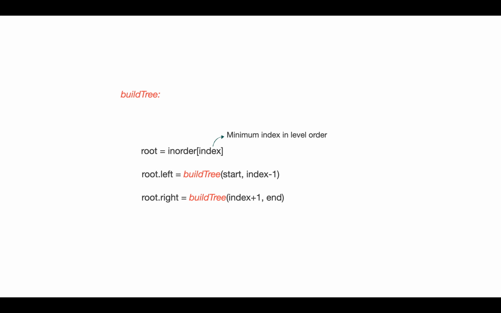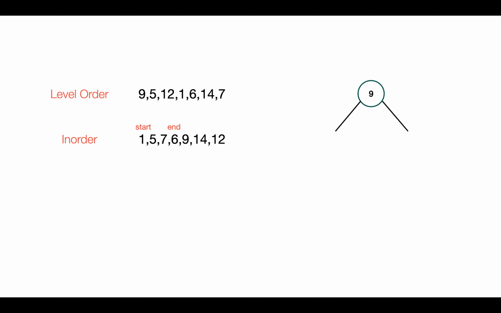So for every recursive call, the boundary of in-order will be the start to end index. That is, we need to find the minimum indexed element in level order from these elements present in the range from start to end. And we keep on doing that until we get to the last node. Like here, start is at 0 and end is at 3. Root for this subtree is 5.